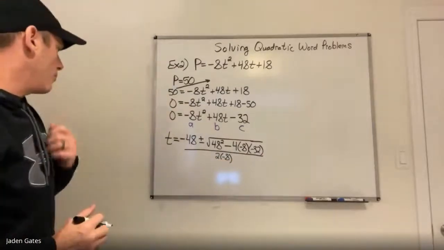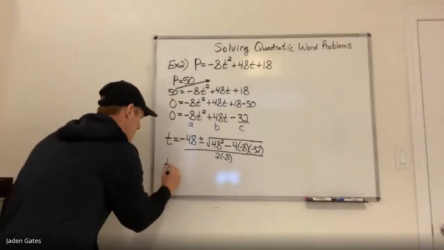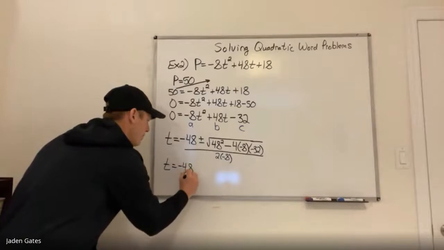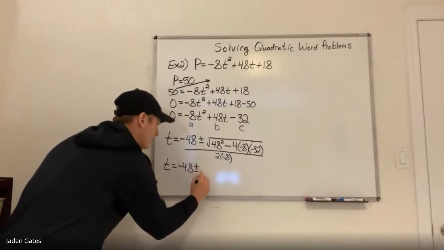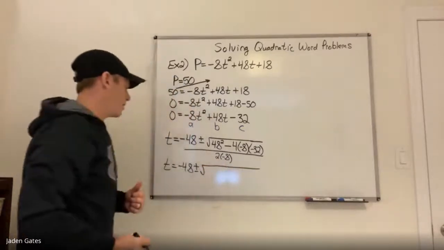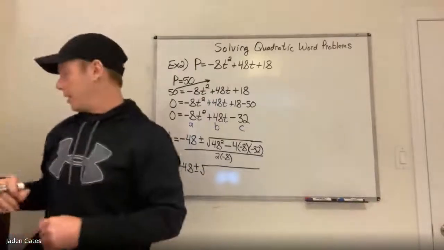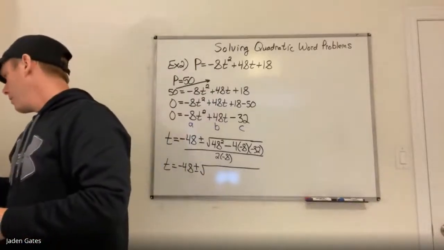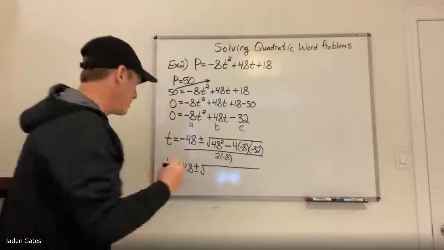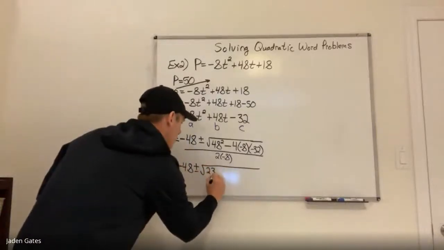All right, so again, I want to simplify this. I've got t equals minus 48 plus or minus, let's see here, 48 squared. I've got to get the calculator for that one. 48 squared, I'm getting 2,304.